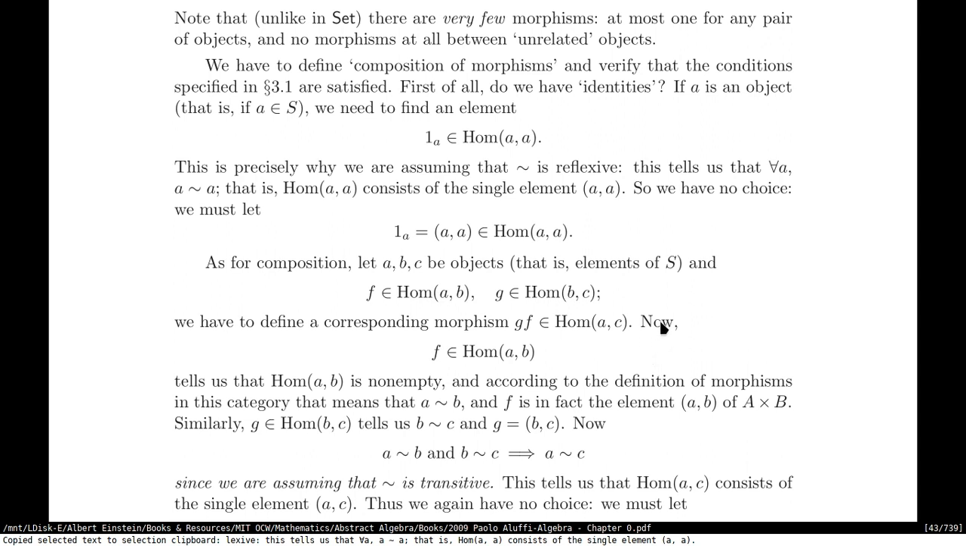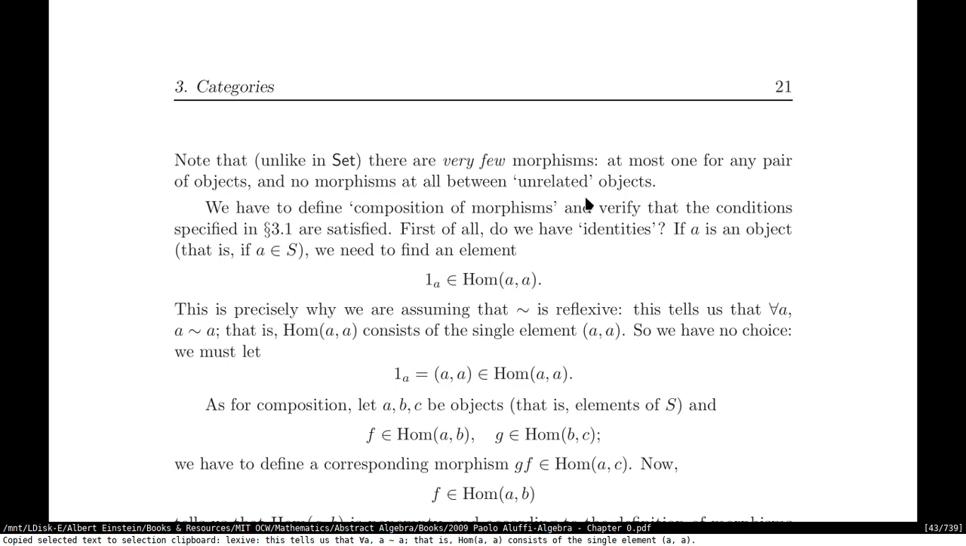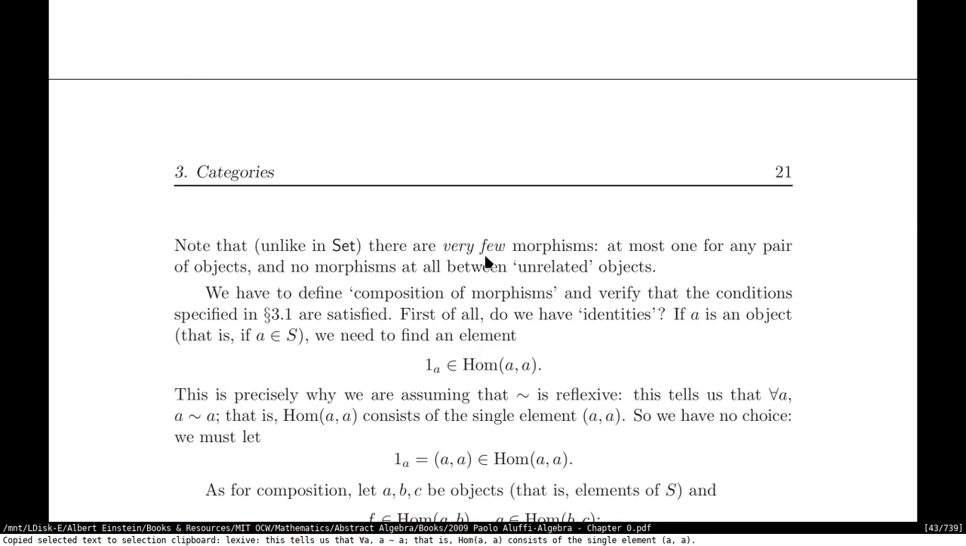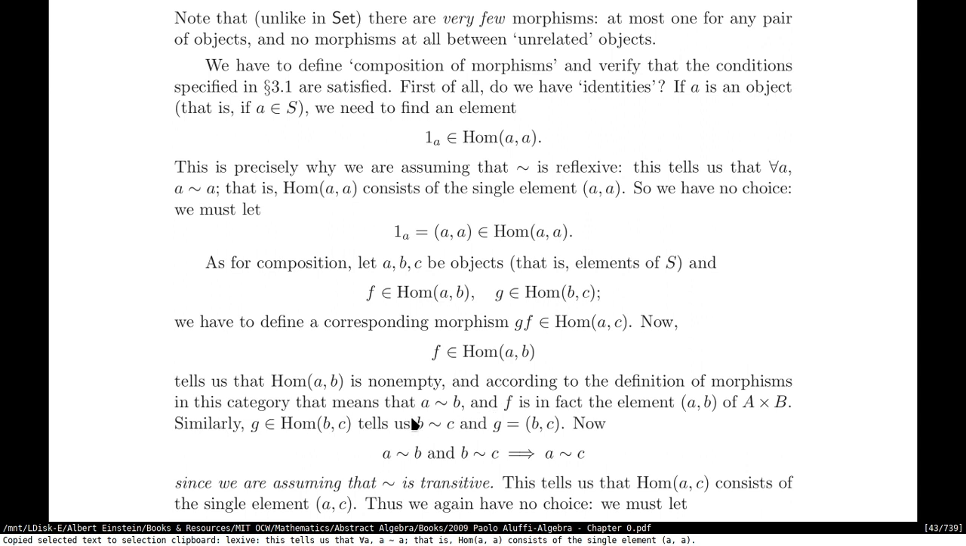So, yeah, now F is a morphism from A to B. So it's an element of this Hom set. That means the Hom set is non-empty, right? And by definition of the morphisms in this category, which we defined here as these ordered pairs, it means that A is equivalent, or identified, to B.